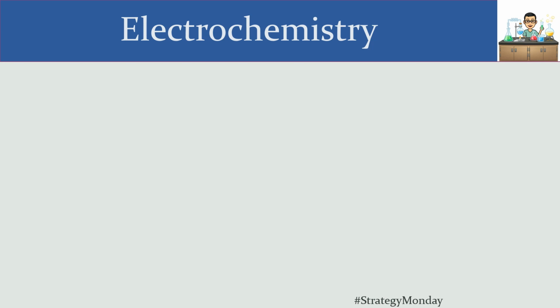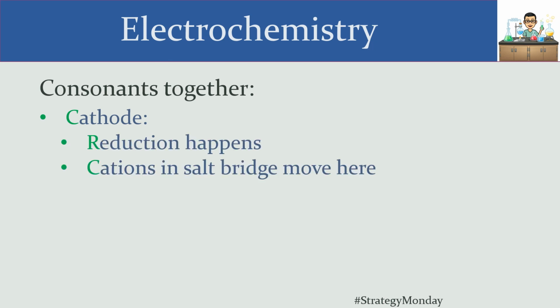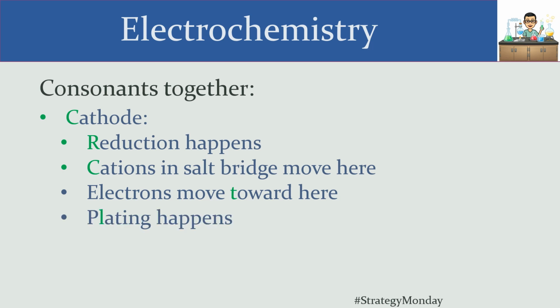Now, consonants are going to go together. The other side of the electrochemical cell is the cathode. So what's going on at the cathode? Reduction happens there instead. Cations in the salt bridge are going to move here. Electrons are going to move towards here. And plating happens at the cathode. You notice that all these different letters in green are all consonants, and on the previous slide, everything was a vowel. So vowels together, consonants together is a good way of remembering what's going on at the anode and what's going on at the cathode.